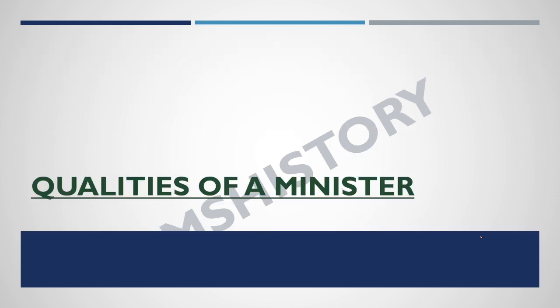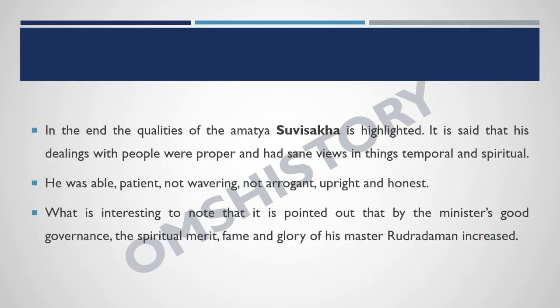This inscription, apart from that, also talks about the qualities of a minister. As we have seen in the summary, it talks about Suvisakha. It mentioned that he was a very wise man who had knowledge about things which are temporal and also spiritual. Temporal, like the things related to practical or political matters. He was also able, patient, not wavering, not arrogant, upright and honest. And it is interesting to note that his work brought fame and glory to his master Rudradaman, which in a way shows how the officer was a representative of the ruler himself.